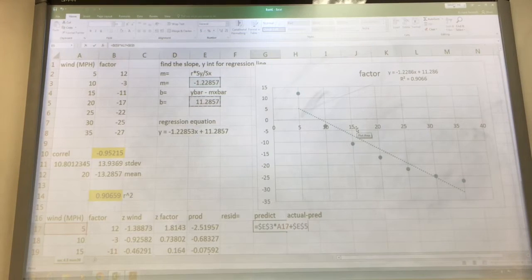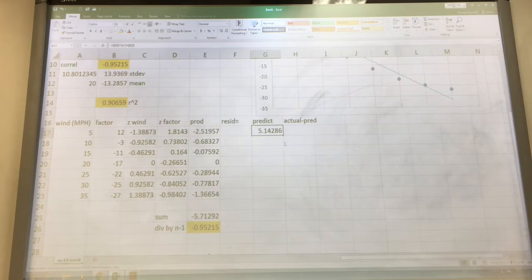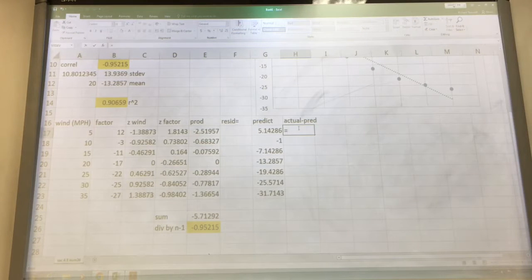Okay? And then I'm gonna copy that down. Okay? Then I'm going to do my actual, sorry, that's my actual 12. I'm gonna subtract off my predicted. 12 minus 5 is about 7, 6.85. I'm gonna copy that down. Okay? Now the question is, am I doing the residuals or the residuals squared?